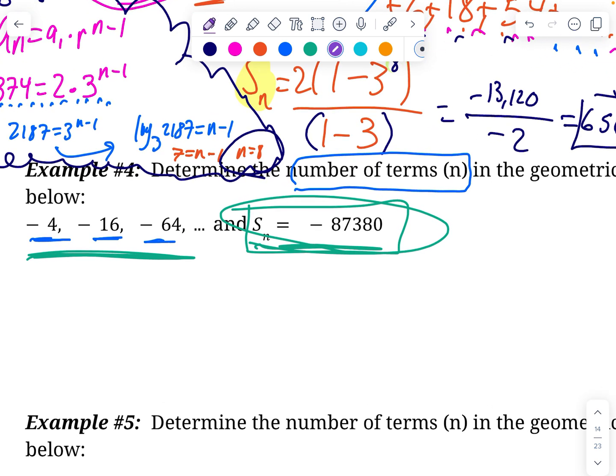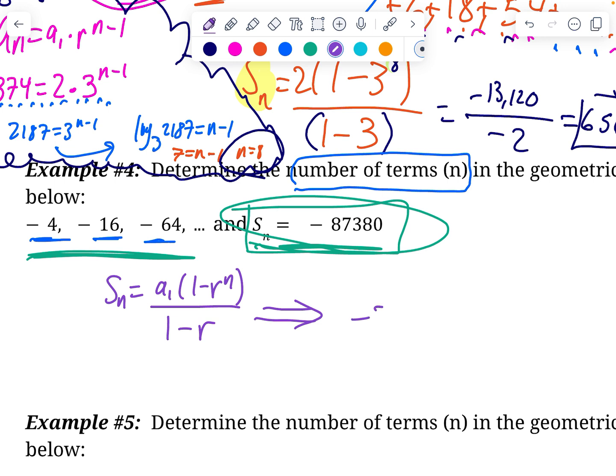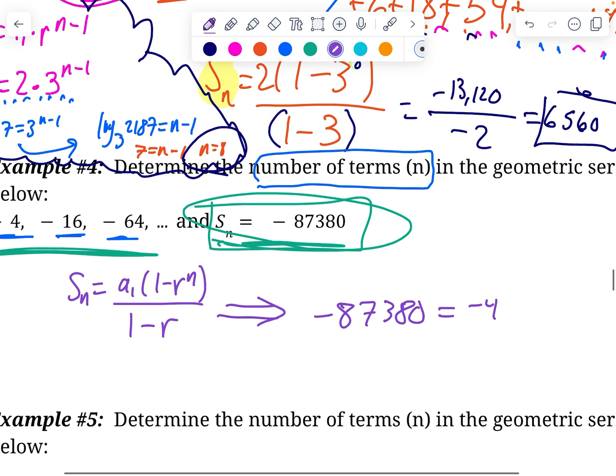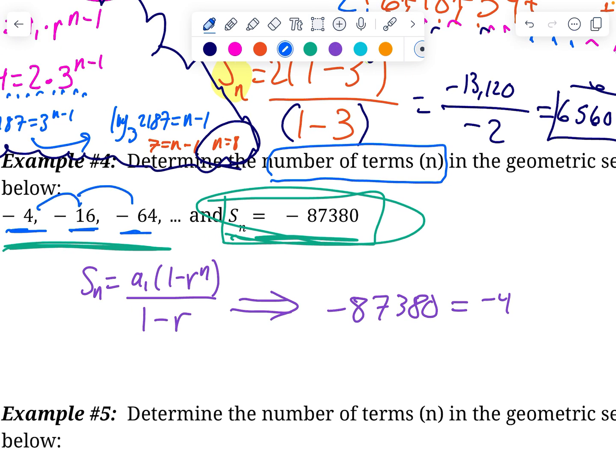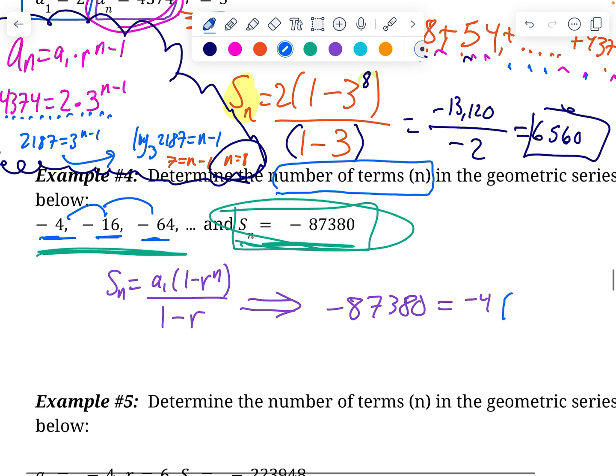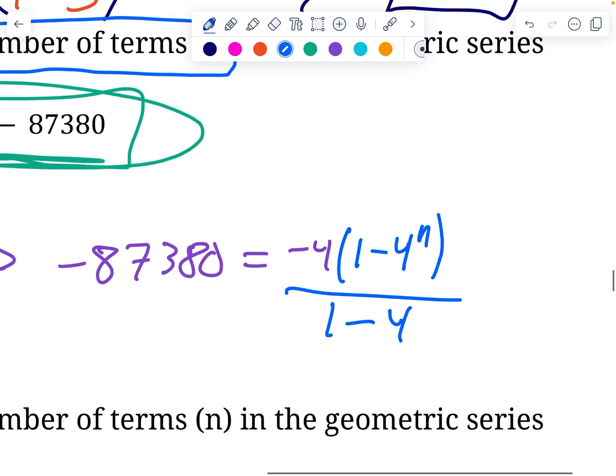So I see this information and I grab my formula. I go, all right, let's start plugging in. Well, they're telling me the sum. I know the first term. They told me it was geometric, or I can just look at it and figure out it's geometric. It's times 4. So I know the common ratio is 4. They're asking me the n. No, I'm actually in good shape here.